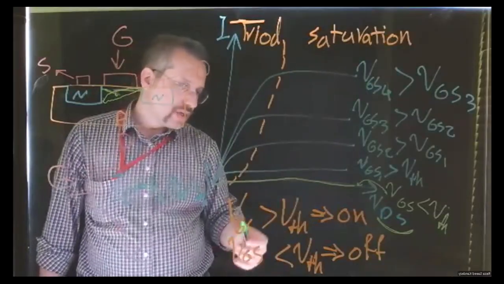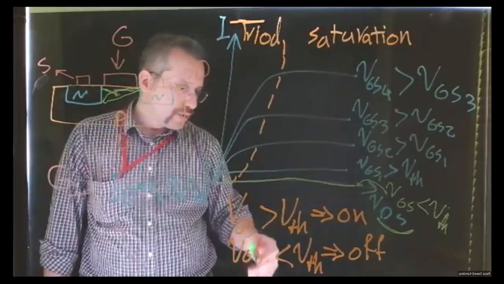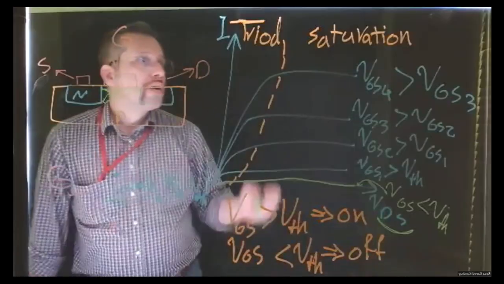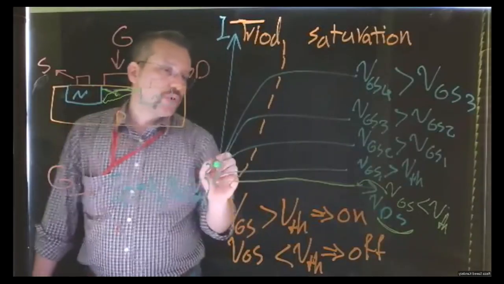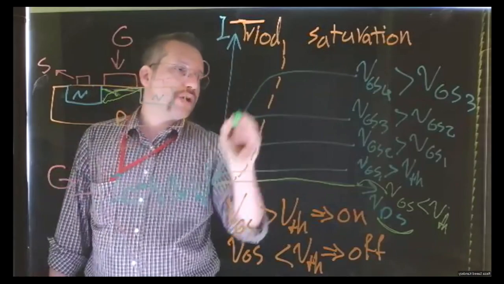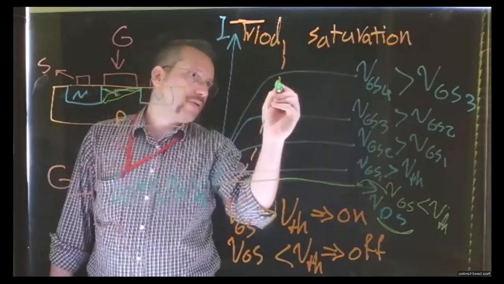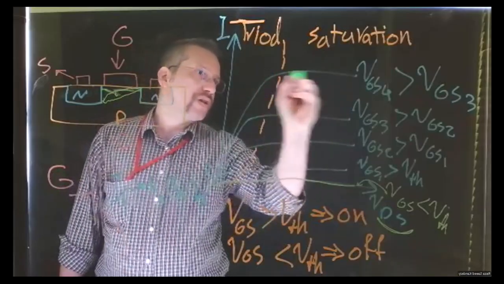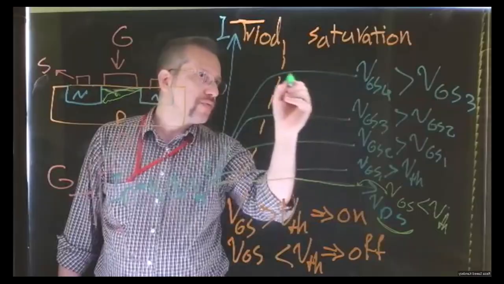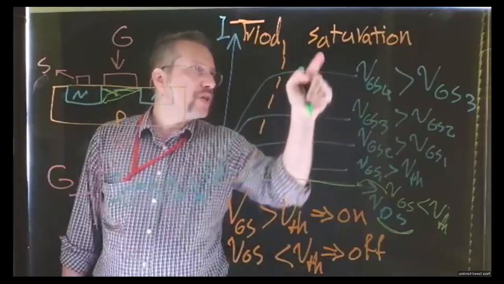Now we said voltage between gate and source bigger than threshold is on, and voltage between gate and source lower than threshold is off. When you look at the characteristics, you can see that we have an exponential increase, kind of, but at a certain level it becomes a constant current, regardless of the voltage between drain and source. As you can see, this mode is saturation mode.